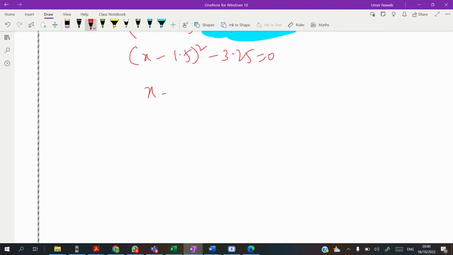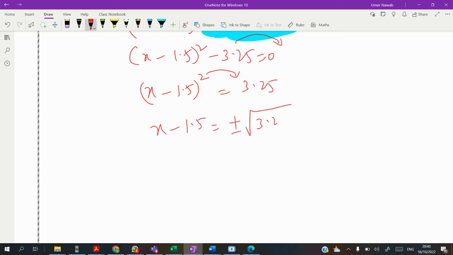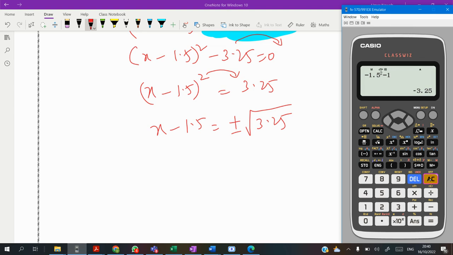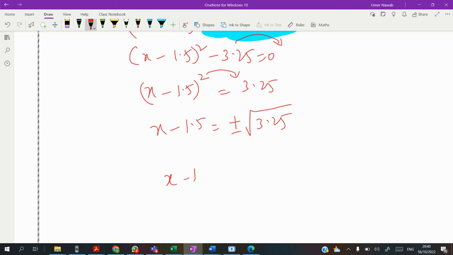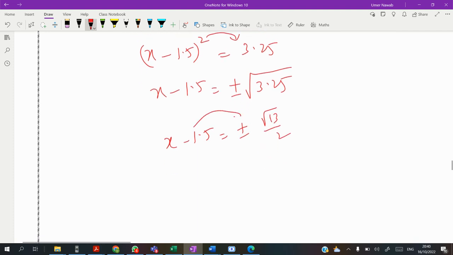I'm going to send it to the right hand side. So x minus 1.5 whole squared, this has gone to the right, 3.25. Now send the square to the other side. X minus 1.5 with plus minus square root of 3.25. Can I take the square root? So the square root of 3.25 will give me how much? It's square root of 13 over 2 if I can write it as. So x minus 1.5 is equal to plus minus square root of 13 over 2. Can I send minus 1.5 to the other side? So x is equal to 1.5 plus minus square root of 13 over 2.